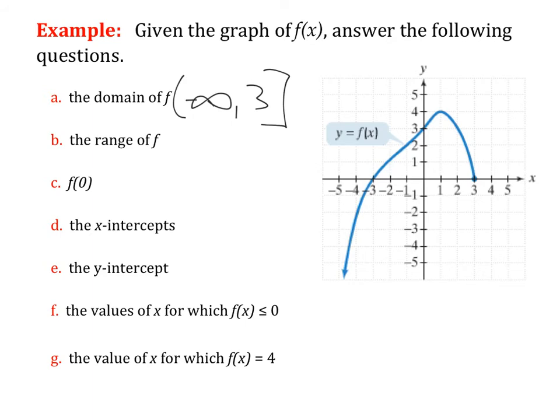The range, the lowest value, negative infinity because it's going down forever. The highest value is right here at 4, so negative infinity to positive 4. Ooh, and that should be a square bracket because it actually reaches the 4. I don't know what's going on with my negative infinity drawing skills today, but they are horrendous.